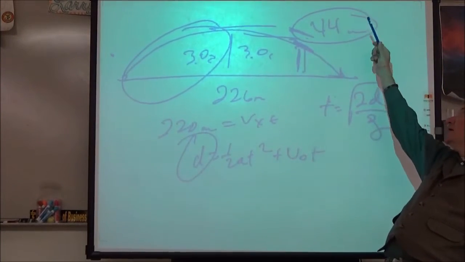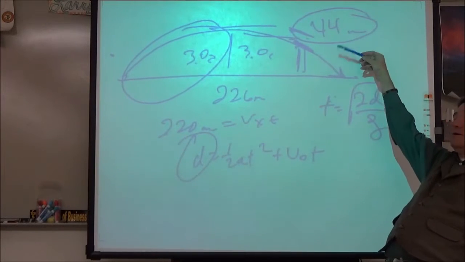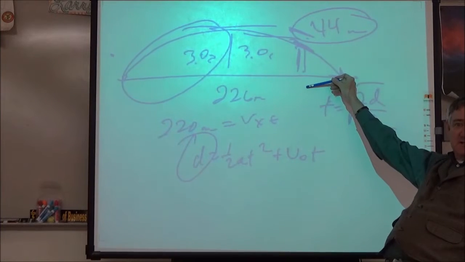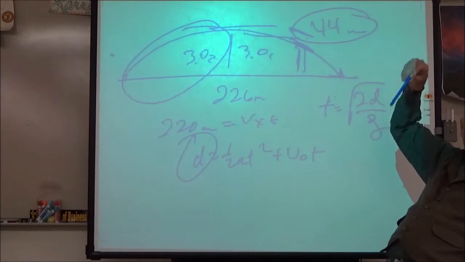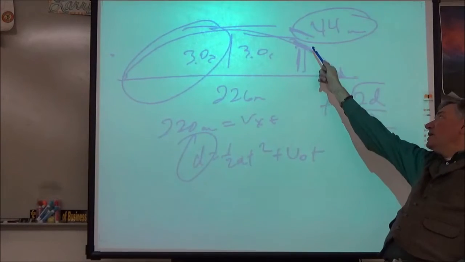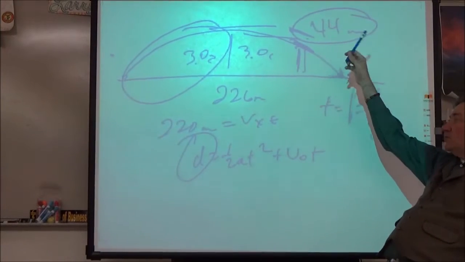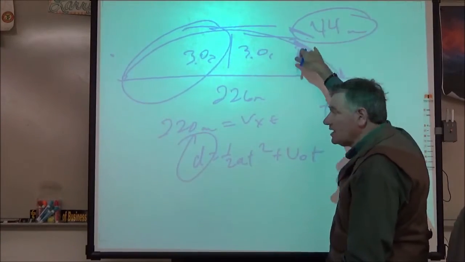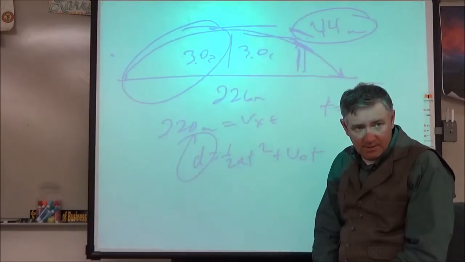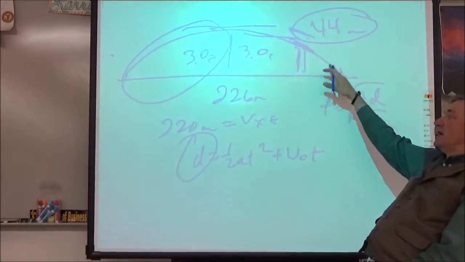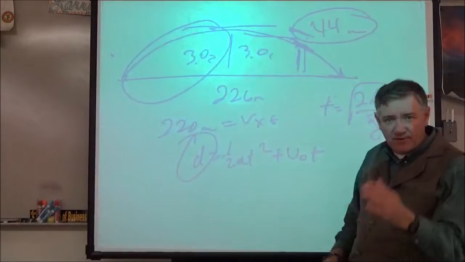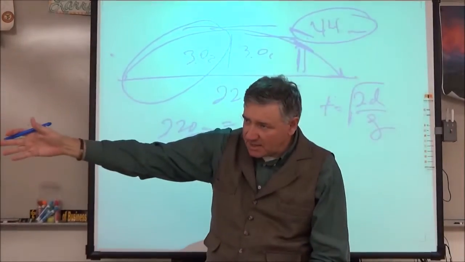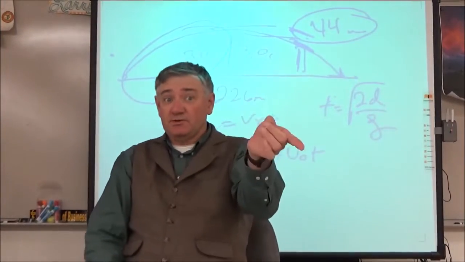You don't use the 44, because if you use the 44, you're just going to get 3 seconds again. We don't want it to fall all the way down to the ground, we want it to clear that wall. So what you need to do is put in the difference between your maximum height and the top of the wall. Take your maximum height, subtract the 2.4, put that in there, find that time down, add that to the time up, and then use R equals Vx time. So that's one way you can do the problem.